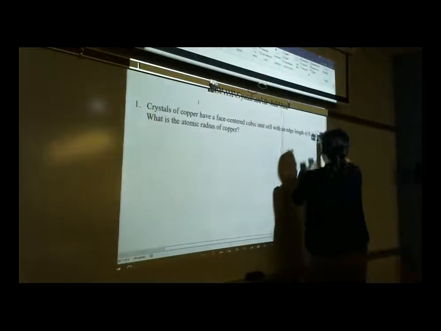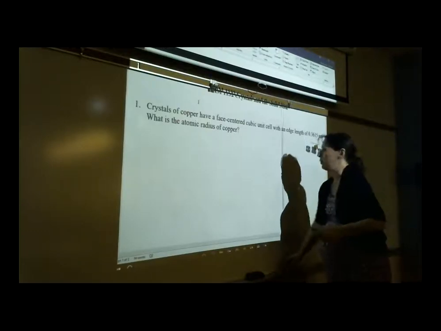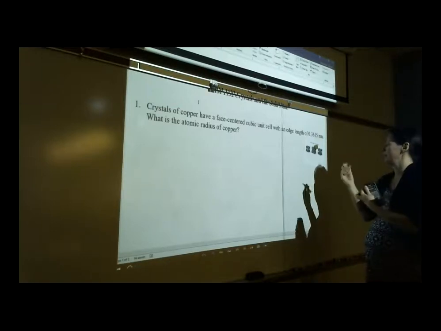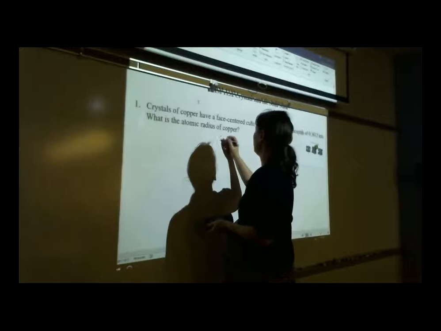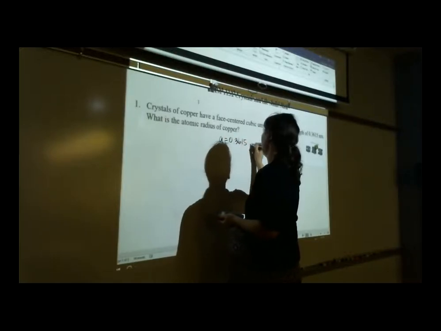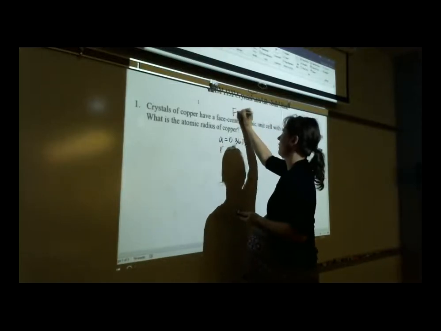So let's talk about how we do the arithmetic, just to make sure there's no ambiguity on how we go through these kinds of conversions. I guess probably better start right there. All right, so we have FCC, face center cubic, and edge length. Is that A or R? A. All right, so A is 0.3615, and we want to know R, and we're told that this is FCC.